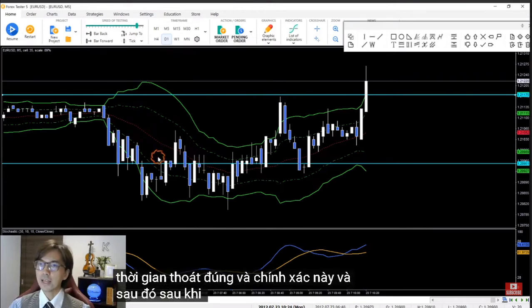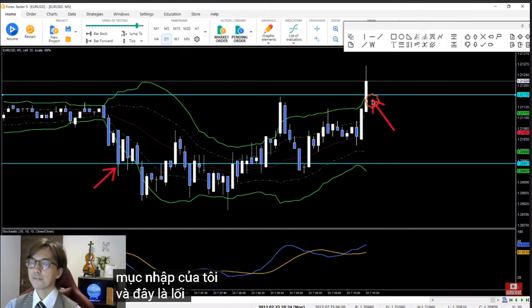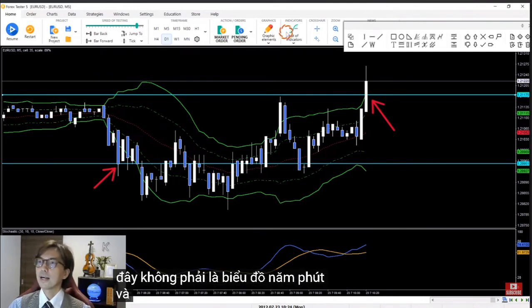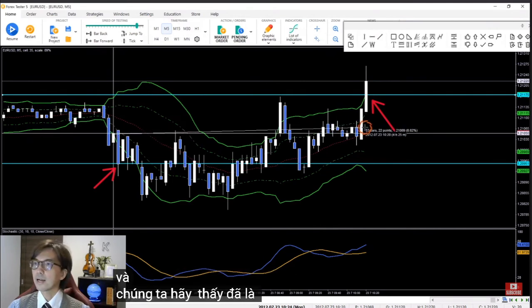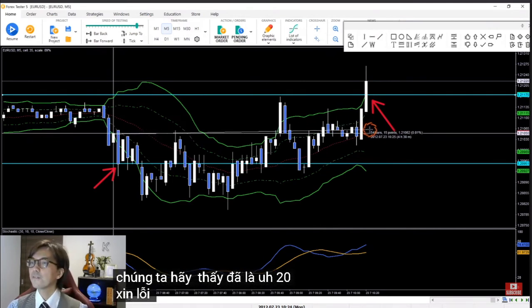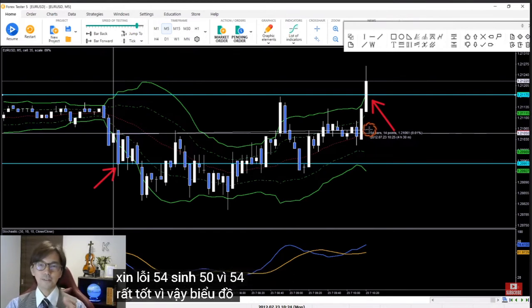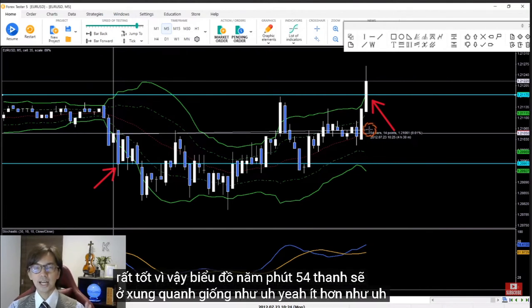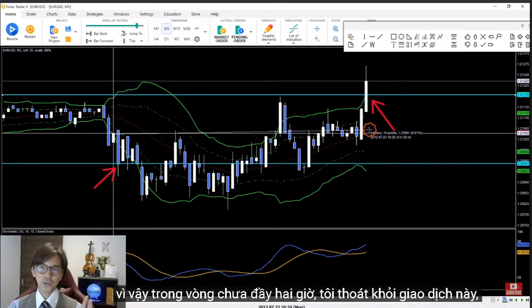And after the entry over here, so this was my entry and this was my exit, and this is in the 5-minute chart. It's been 54 bars. So on the 5-minute chart, 54 bars would be less than 2 hours. So in less than 2 hours, I exited this trade.